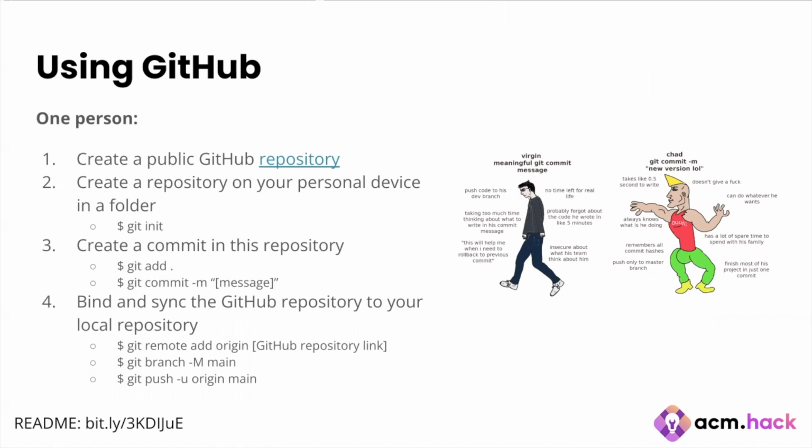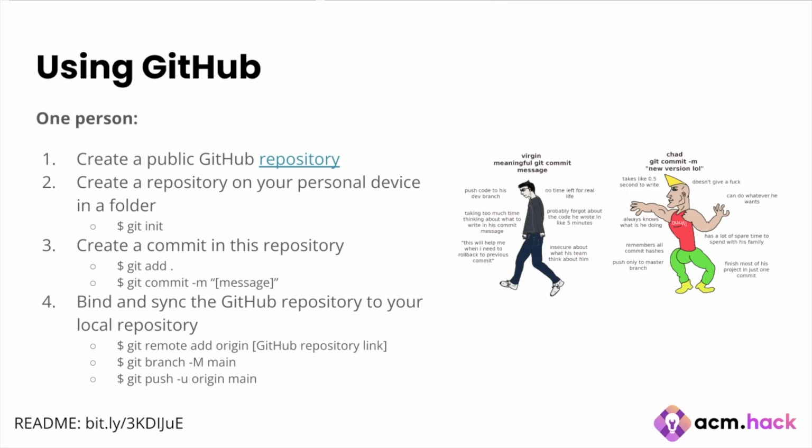First, you would create a GitHub repository on the website, github.com/new, and then make sure the repository is public and do not touch the other settings. Then you would create a repository on your personal device in the folder of your choice with the command git init. And then you would create a commit in this repository by adding your changes, git add dot.